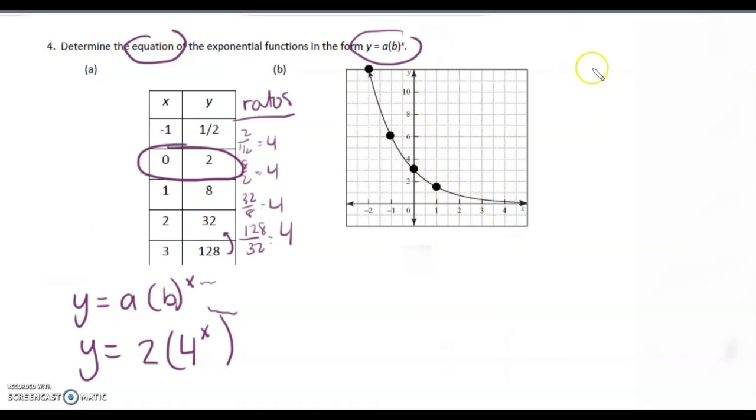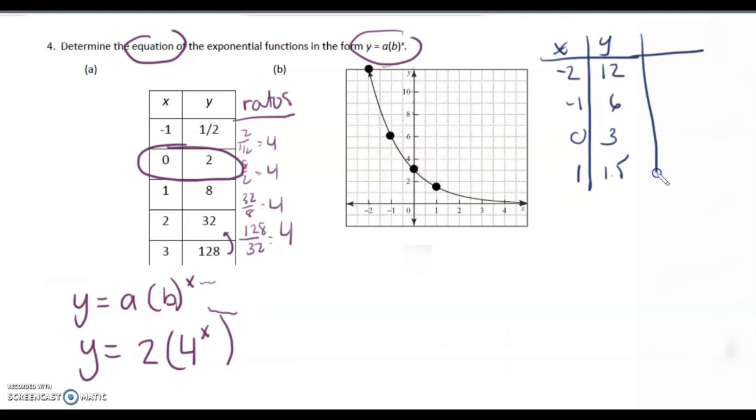Now, in the second equation, I'm going to try to pinpoint numbers. I get negative 2 comma 12, negative 1 comma 6, 0 comma 3, 1 comma, let's call that 1.5. Without being able to pick out some of these digits, I may not even be able to give the base. Let's find the ratios and see what these are being multiplied by. 1.5 divided by 3, I get a half. 3 over 6 is a half. And then 6 over 12 is a half, because again, we're going up that y-axis.